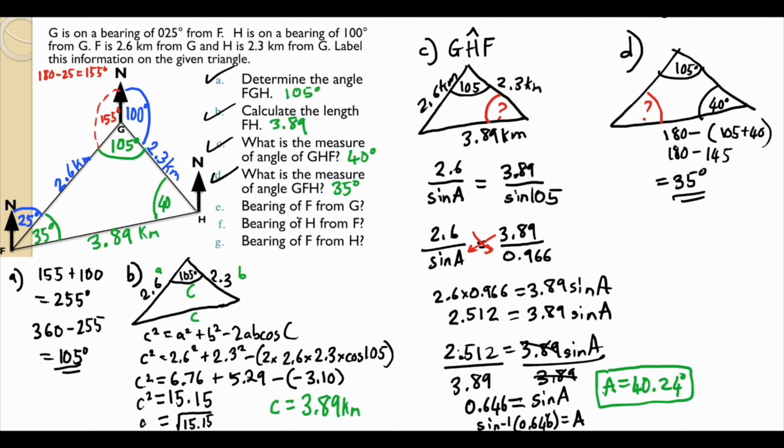So the bearing of F from G. Where's my starting point? G. And I'm going to where? F. So from G going to F, I should get what? 205. So that means E is going to be 100 plus 105, which gives me 205 degrees.